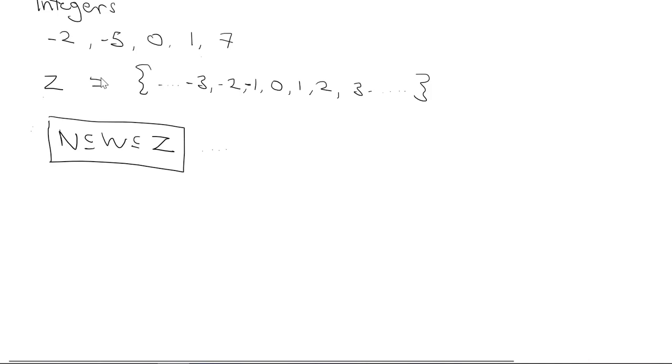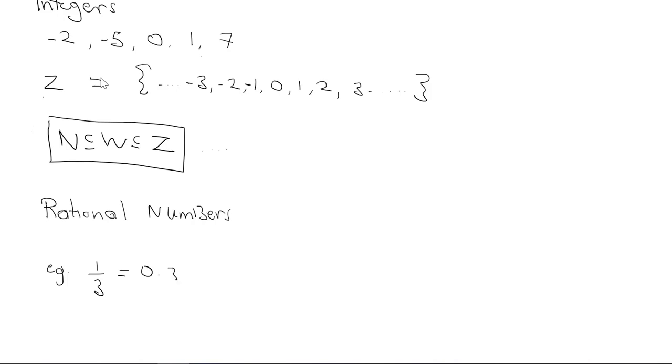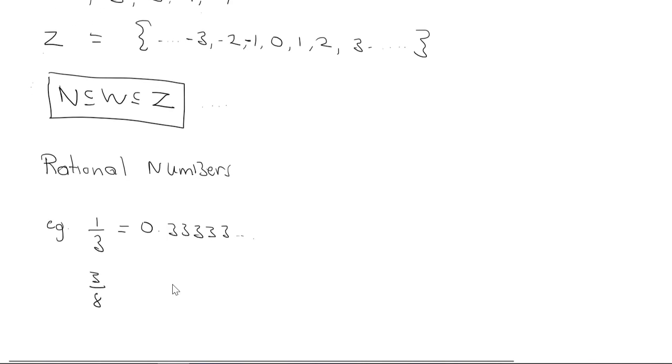The next set we are going to look at is the set of rational numbers. Rational numbers came about out of the need to quantify and sell quantities that were fractional. Rational numbers are made up of ratios whose decimal either terminates or repeats. For example, 1 divided by 3 is a rational number that's equal to 0.33333, and it repeats. 3 over 8 is also a rational number, and that's equal to 0.375, and this is a terminating decimal.